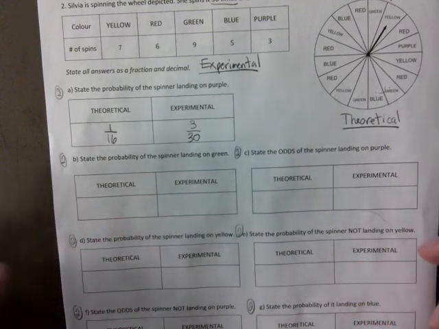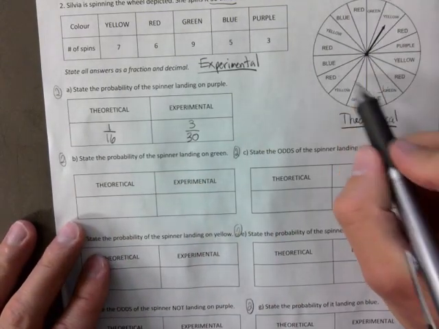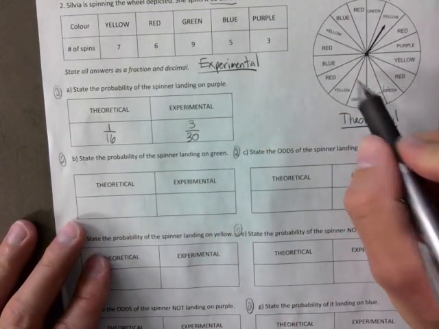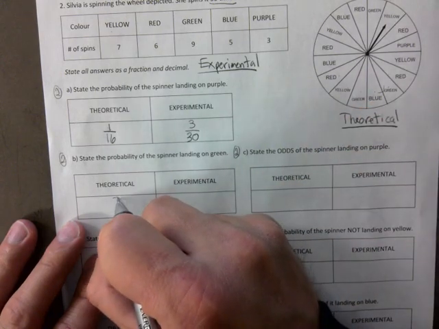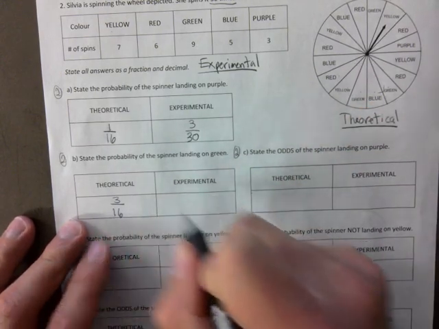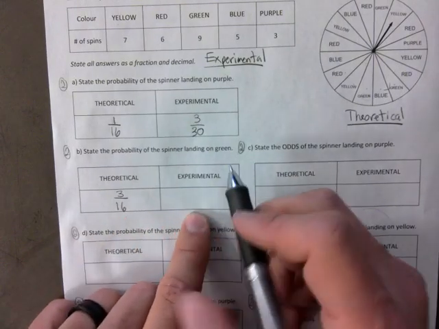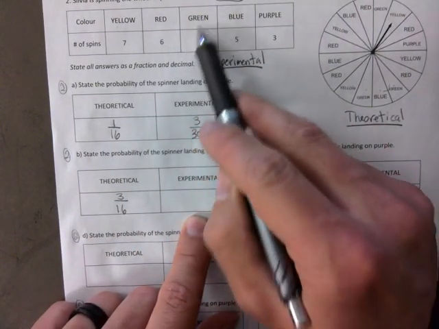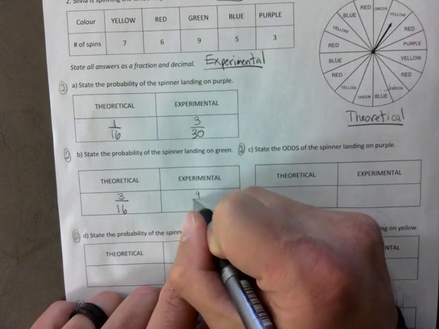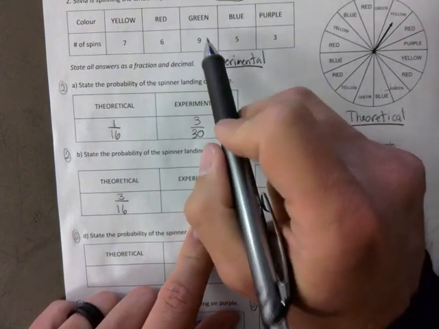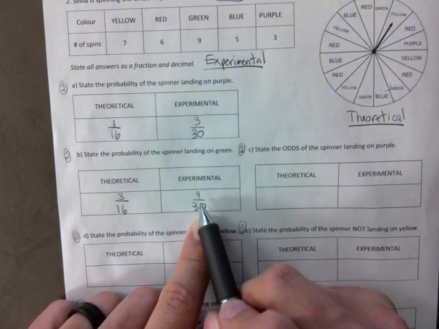Probability of a spinner landing on green, right? Same thing. How many greens are there? 1, 2, 3 spaces of green out of the 16 spaces. For the experimental, I'm looking back. How many times did Sylvia spin green? 9 out of 30 times.